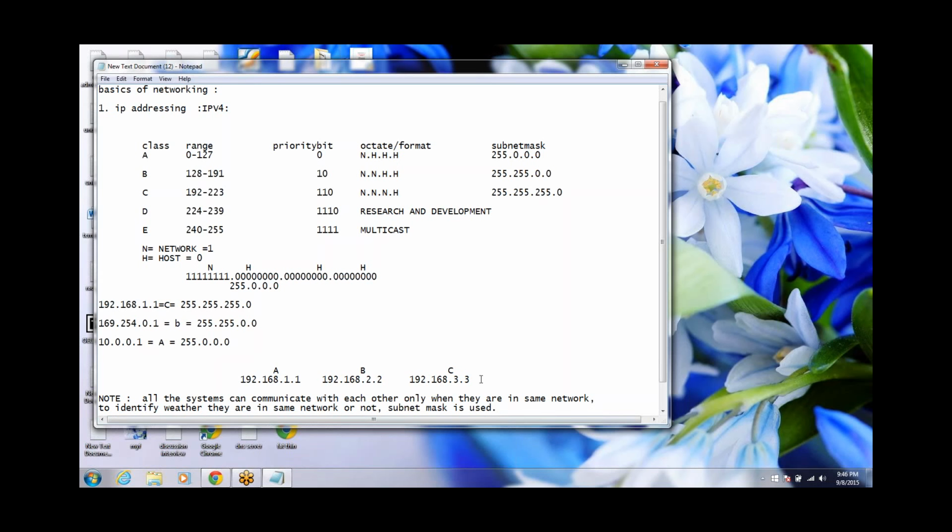Now you can see it here. When you go for this address here, the class of address is class C. Let me write over here. The octet format is N.N.N.H. In the same way here, N.N.N.H.